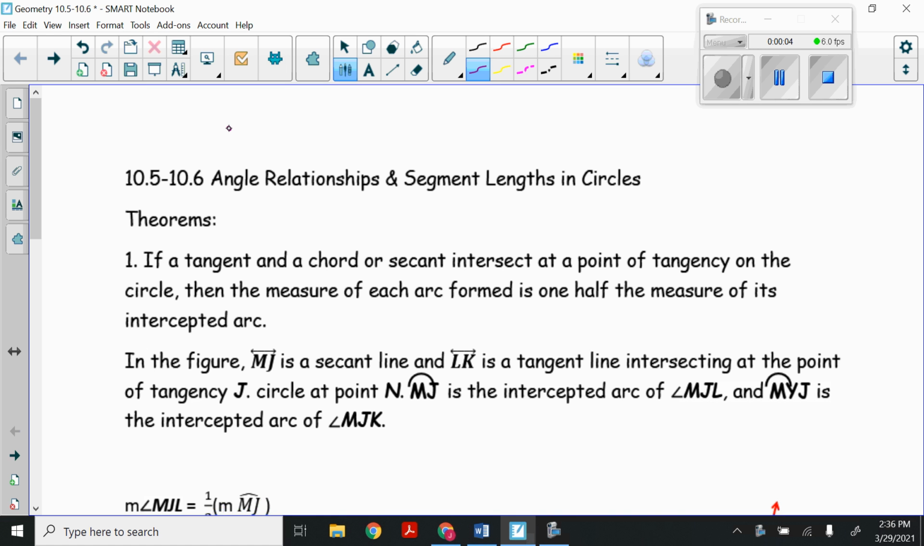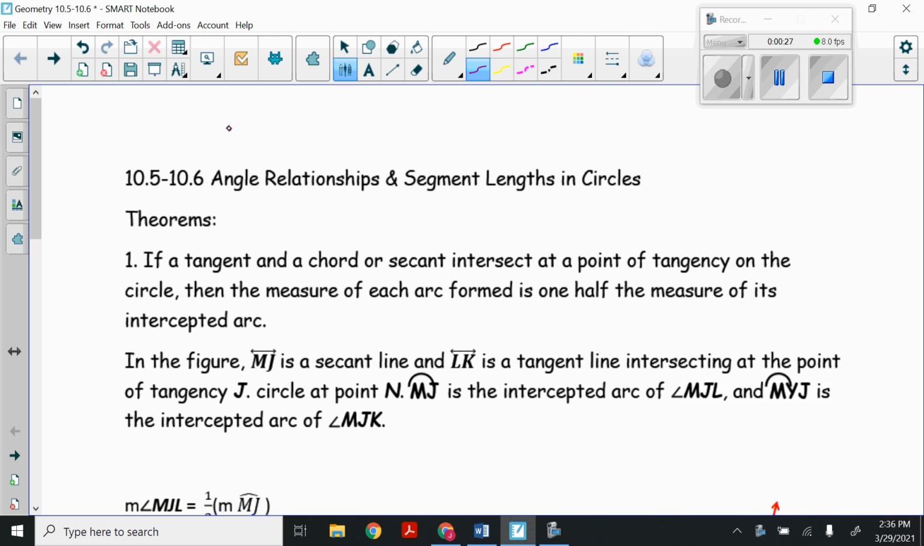Right, today in geometry we are looking at our last two sections, 10.5 and 10.6, angle relationships and segment lengths in circles, along with our secants. So our very first theorem tells me that if a tangent and a chord or a secant intersect at a point of tangency on the circle, then the measure of each angle formed is 1/2 the measure of its intercepted arc.